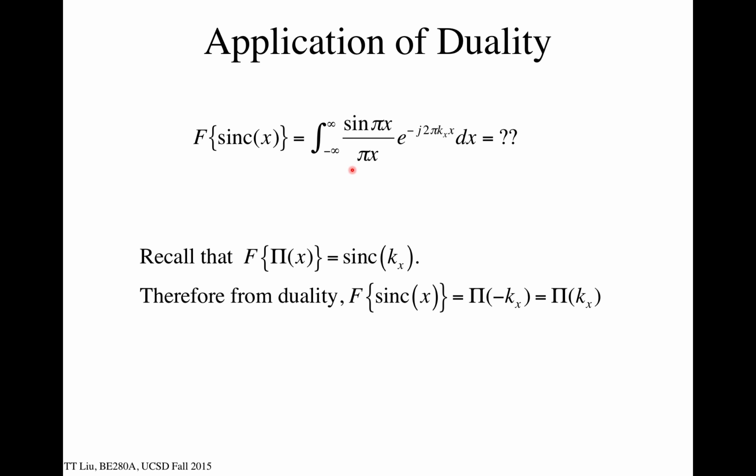So this looks like a very complicated integral, right, this guy here. But we know through duality that the Fourier transform of the sinc function will just be the rect function at minus kx, so with the axes flipped, right? And it turns out the rect function is symmetric, so that doesn't matter. So it's actually the rect function. Okay? So this is an example of a Fourier pair, this duality.